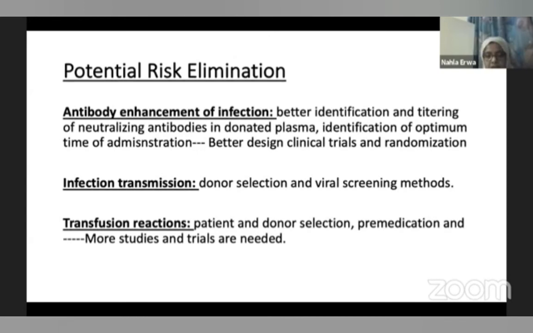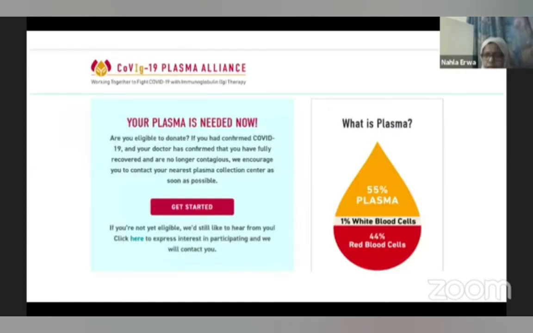The transfusion reactions that we have mentioned can be dealt with by better patient and donor selection, as already mentioned by Dr. Jihad and by Dr. Harriet at the beginning, and also perhaps through the use of pre-medication. More studies and trials are needed to optimize that. So can I move to the next slide? I think this is all I needed to say in terms of potential risks.